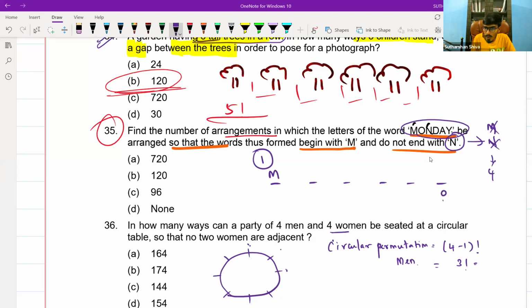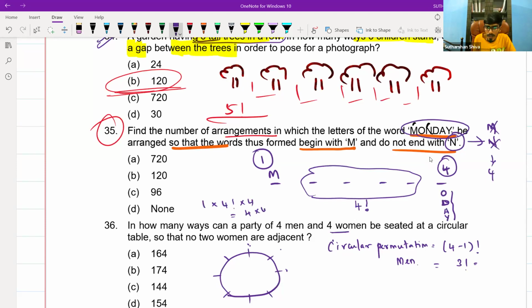Here it can be O, D, R, A, or Y. So here I am having 4 options only. So it will be 4. Only 4. And another 4 spaces are there. They can arrange themselves in 4 factorial ways. So 1 into 4 factorial into 4. So it will become 4 into 4 factorial. 4 factorial is nothing but 24. 24 into 4 will become 96. Option C is my answer.